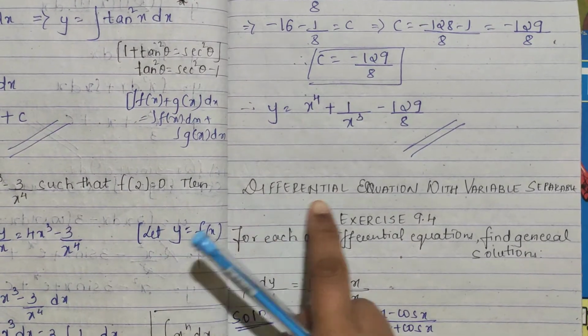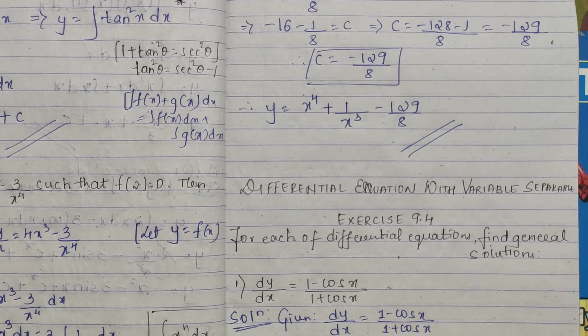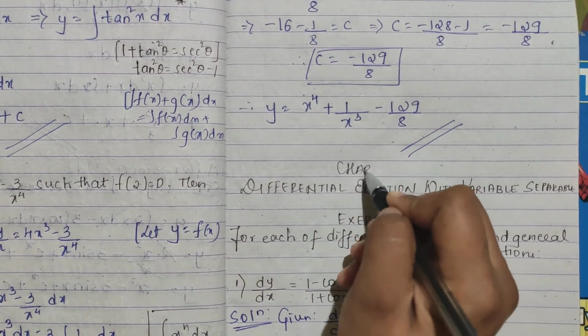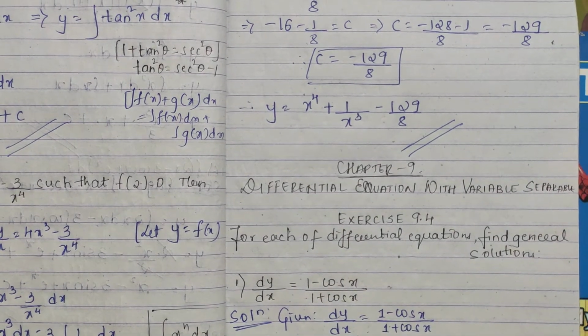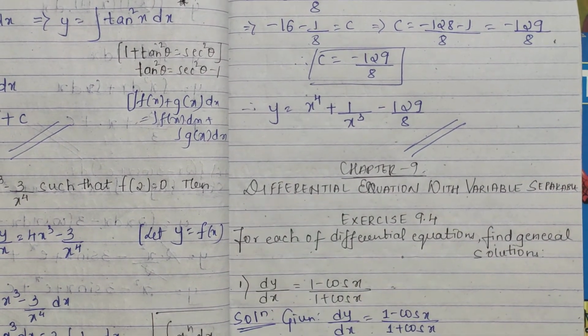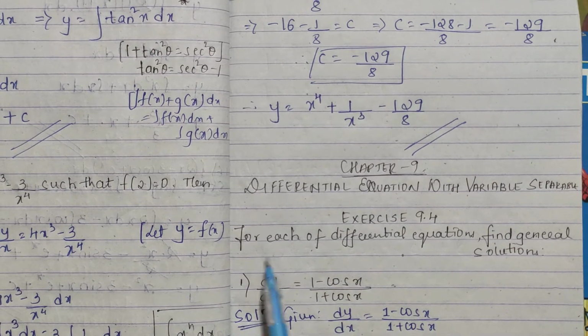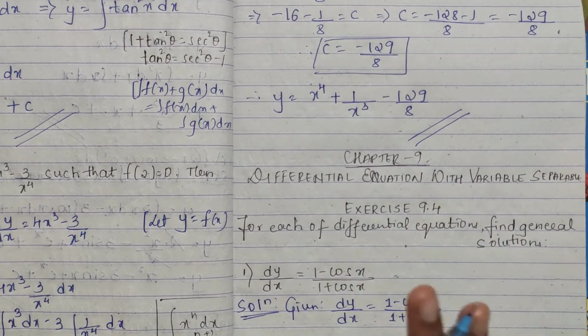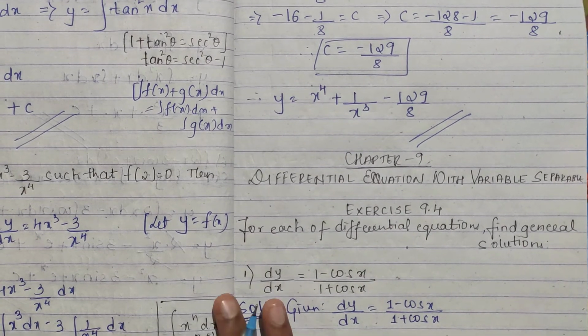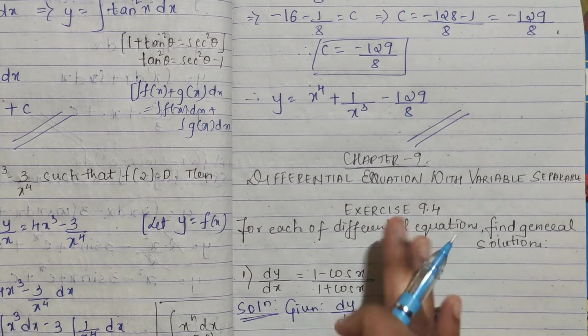So we are doing differential equation with variable separable of your chapter 9. Okay, this continuation I am writing here. Please you make your notes properly. Exercise 9.4. For each of differential equation, find general solution. So general solution means your arbitrary constant will be there. So you should make sure. And variable separable, you know, just now I have said you.